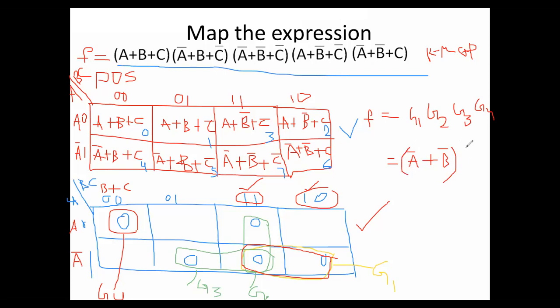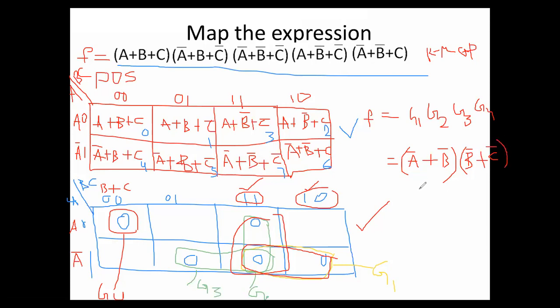Next, take group 2. This is group 2. What about the A values here? A plus A bar. Both are covered in this group 2, so that's why the A variable drops out. What about the BC values? B is 1, C is 1. That's why B bar plus C bar. Okay? This is group 2.